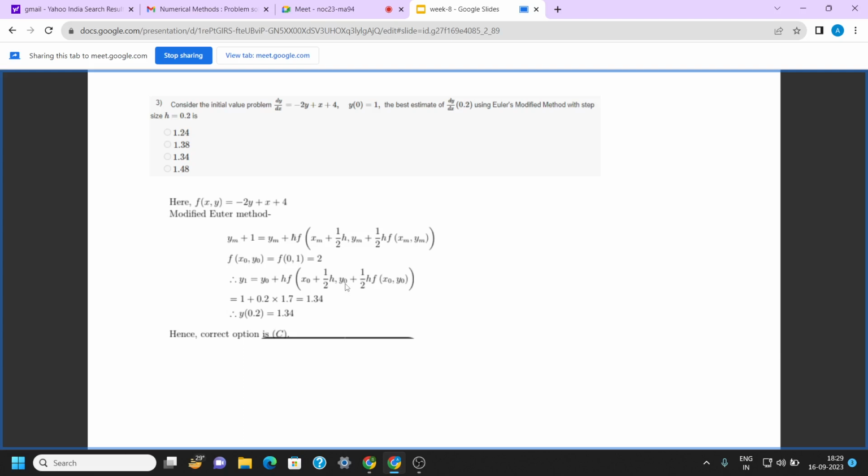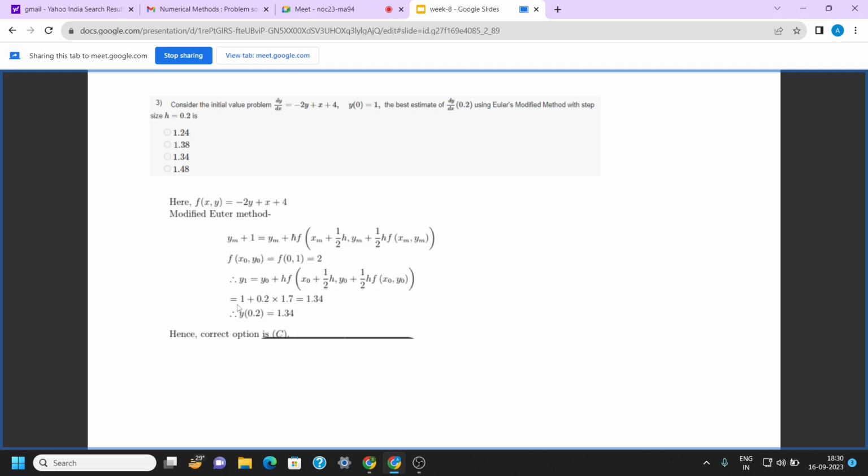Y naught is 1 plus half into h, that is 0.2 of f of x naught comma y naught, that is 2. So substitute here. Then whatever value you get here, comma, you will get the value of y. So substitute those values of x and y in this equation. So you'll get here 1.7.